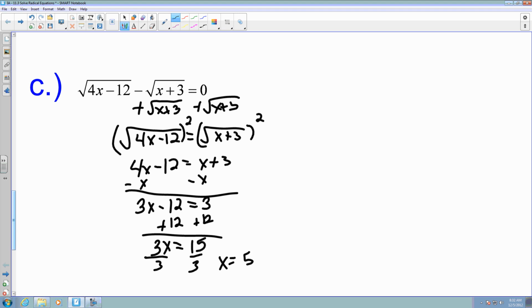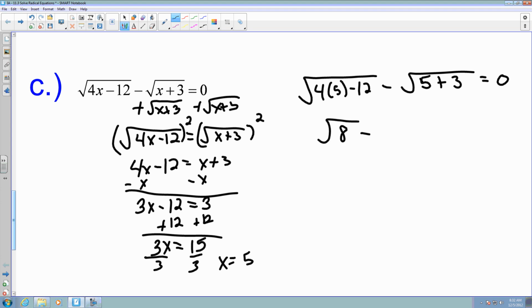So let's see if that checks. I'm going to have the square root of 4 times 5 minus 12, minus the square root of 5 plus 3, equals 0. So 5 times 4 is 20. 20 minus 12 is the square root of 8. 5 plus 3 is the square root of 8. And the square root of 8 minus the square root of 8 would be 0. And so that checks.